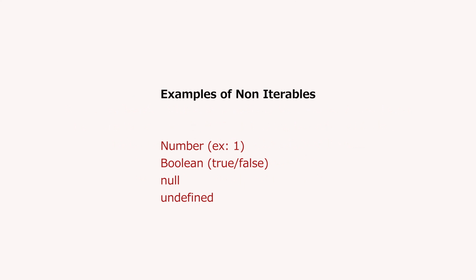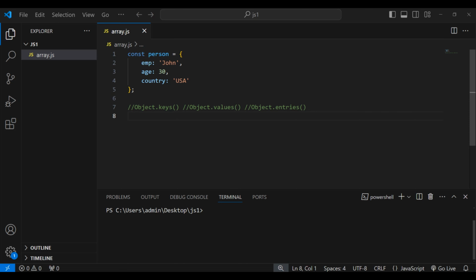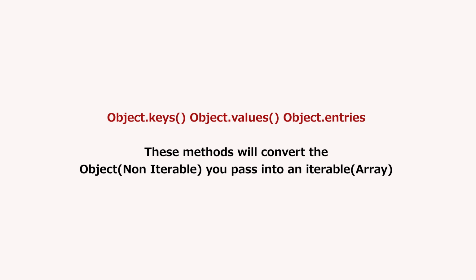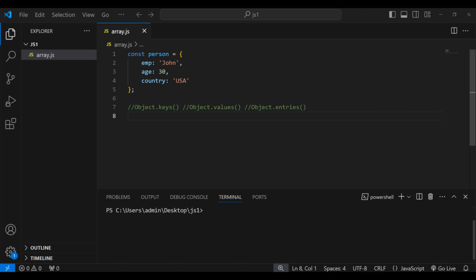Now coming to non-iterables, examples of non-iterables are number, null, undefined, boolean. If you take a number, you cannot apply any looping method on it, right? So that's why it comes under non-iterable. Now coming to our main concept, these three methods will convert an object into something that is iterable, nothing but an array. Okay, so let's see them one by one.